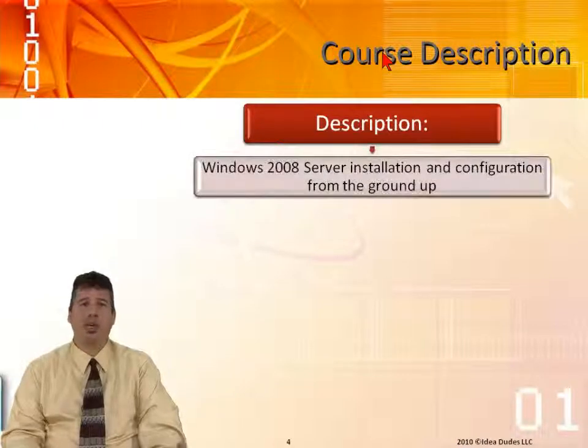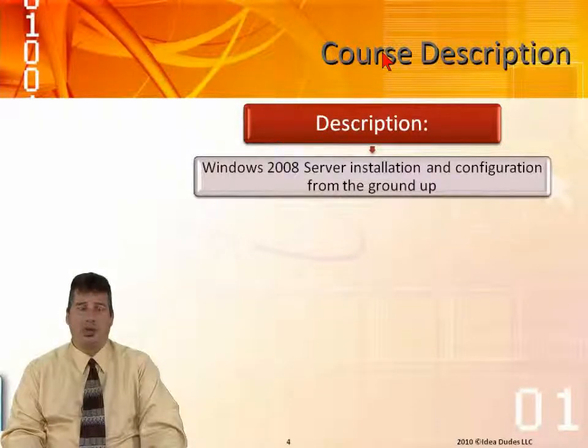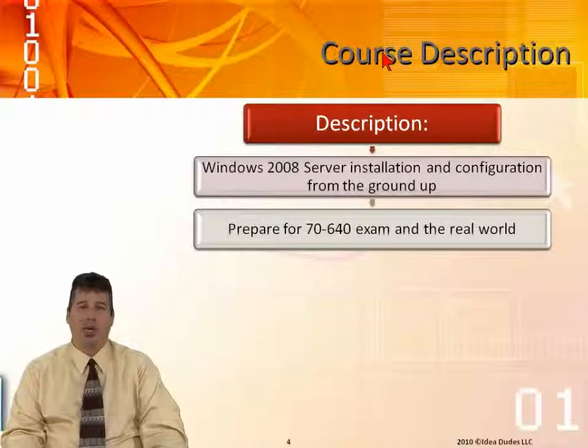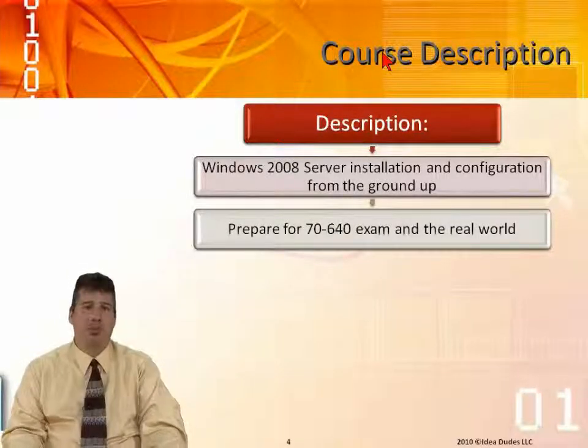So, this is what we're going to be going over in this course. We're going to be looking at Windows 2008 Server installation and configuration from the ground up. When we say from the ground up, what we're talking about is doing the installation. We're going to take you through all the different steps that you need to get a Windows Server 2008 server up and running. And so we're going to go through things such as administration. We're going to be looking at the server core. We're going to be looking at a lot of different things. So this should be pretty fun.